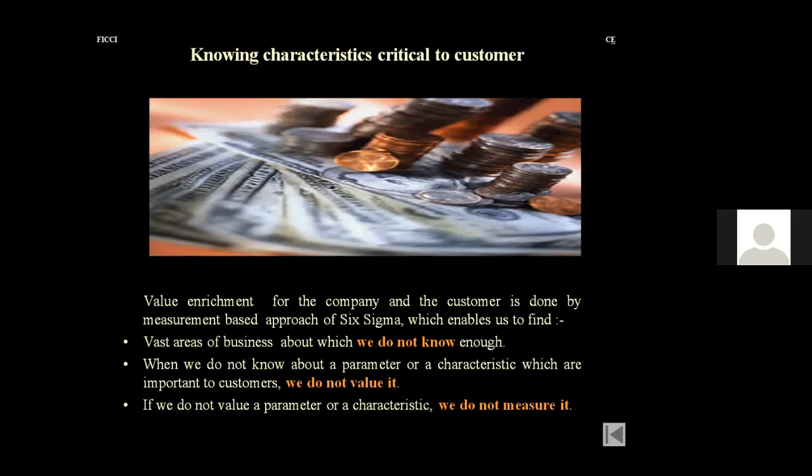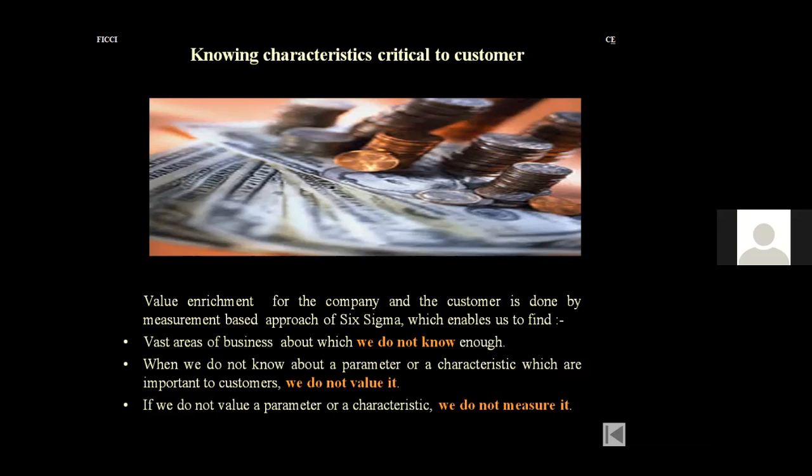Value enrichment for the company and the customer is done by a measurement-based approach of Six Sigma. Six Sigma would emphasize measuring how much value enrichment is going to the customers, or how much value enrichment the company is availing itself. There are vast areas of business about which we do not know. Say a product is being launched in the market. We launch the product. Our duty doesn't stop there.